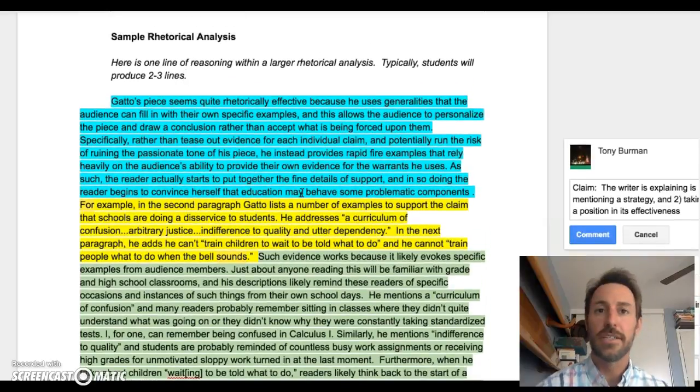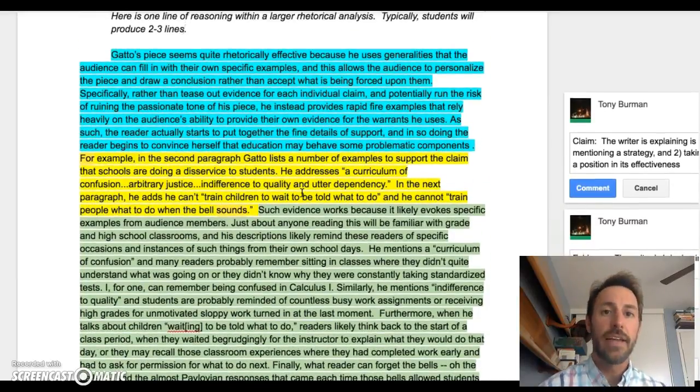So in terms of action steps, I suggest that maybe you start by refamiliarizing yourself with the JT Gatto text, taking a look at this little excerpt here, then hopping on the Google Doc, taking a look at students' work, and then crafting your own rhetorical analysis.